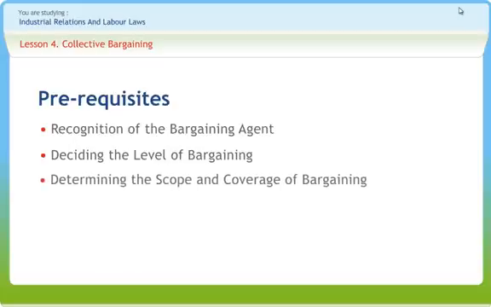Determining the scope and coverage of bargaining. It would be better to have a clear understanding of what issues are to be covered under bargaining to prevent further friction and disputes. Therefore, all the important and interrelated issues are to be taken for consideration.